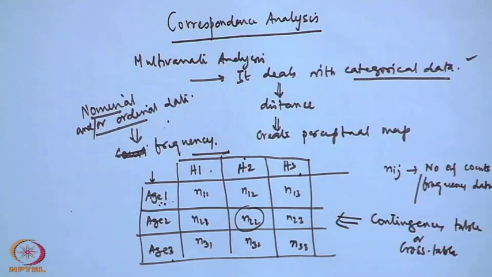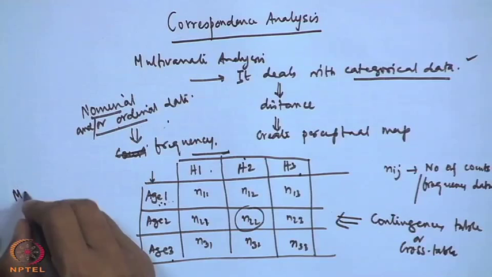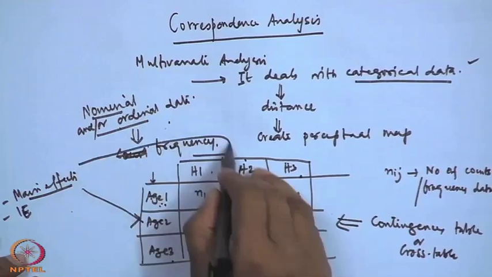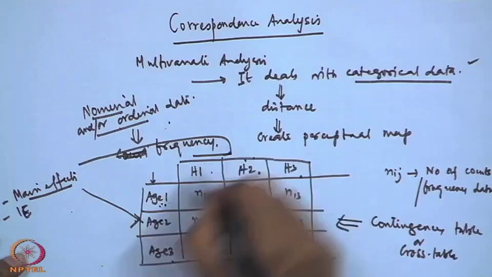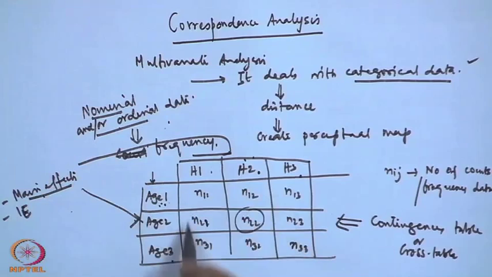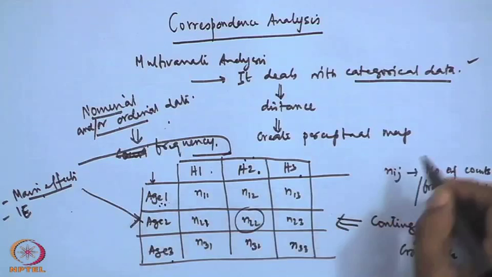It is similar to ANOVA, where we have seen that there are two things: main effects and interaction effects. Main effects relate to factors like your age and food habits, and the interaction effect is between the factors. In a similar way, but in ANOVA the response variable should be continuous in nature. Here it is different, and correspondence analysis also has similarity with the log-linear model.